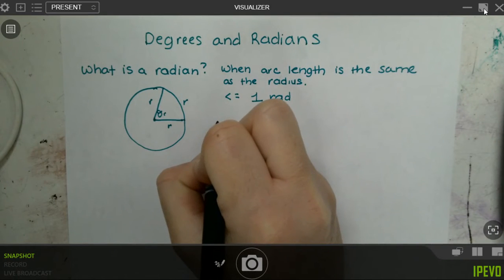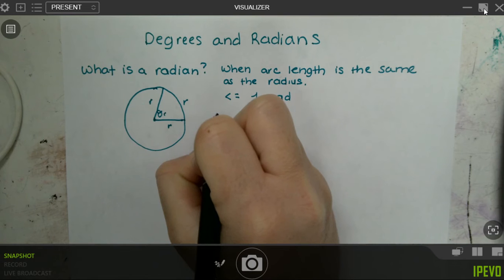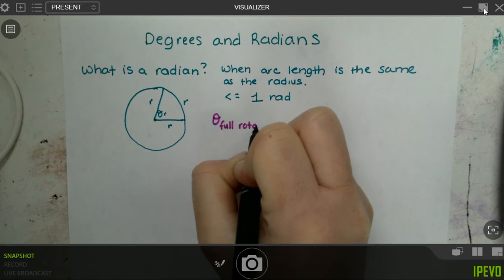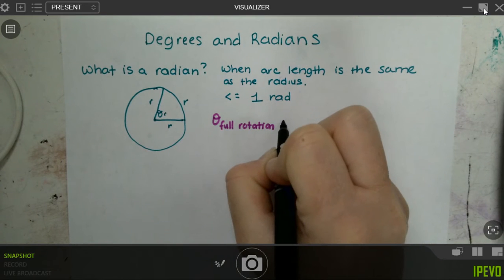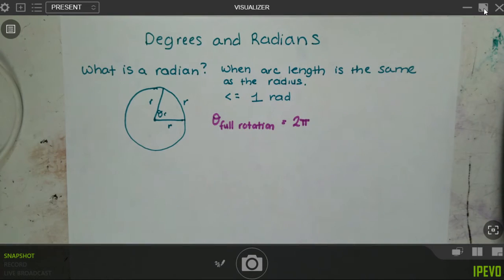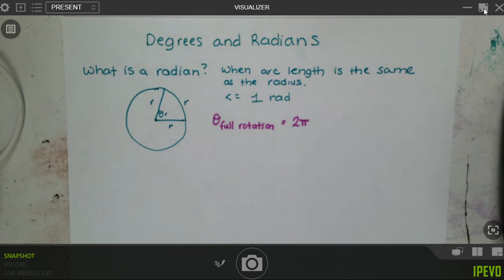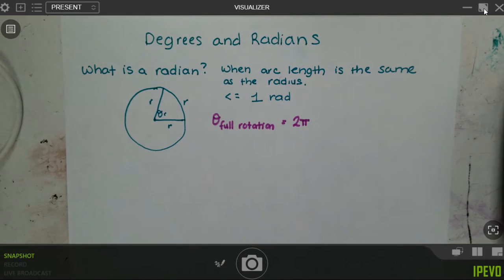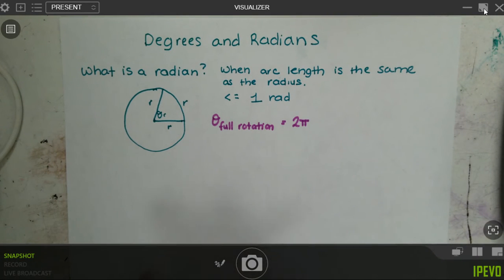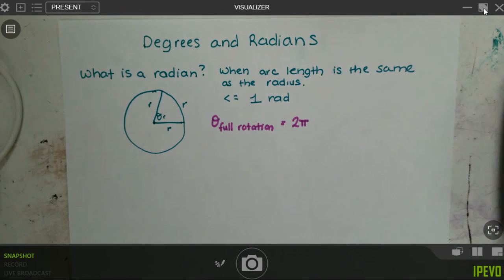So 1 full rotation is equal to 2 pi. Because if the radius is 1, the circumference of a circle is 2 times pi times the radius. So 1 full rotation around a circle has a measure of 2 pi.